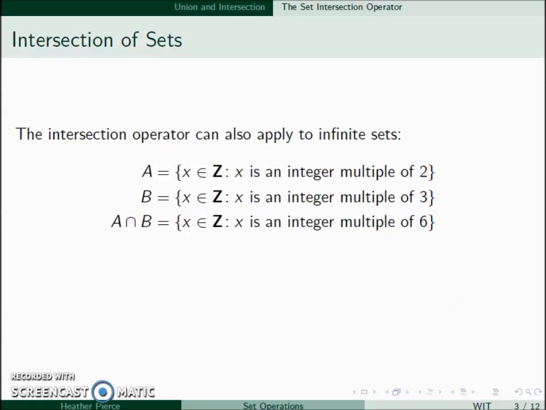So for example, if A is the set of all integer multiples of 2, and B is the set of all integer multiples of 3, then A intersect B would be the things they have in common, which would be all the integer multiples of 6.